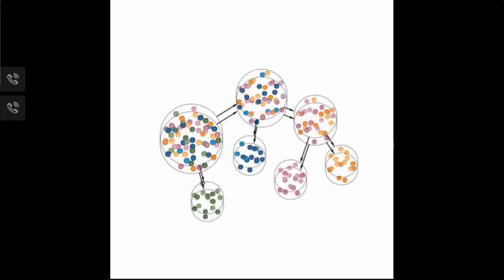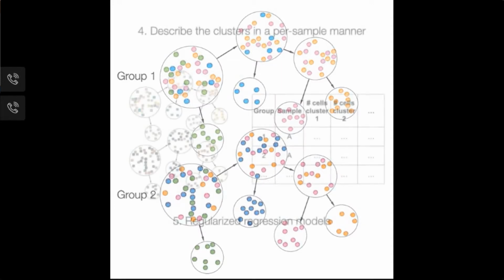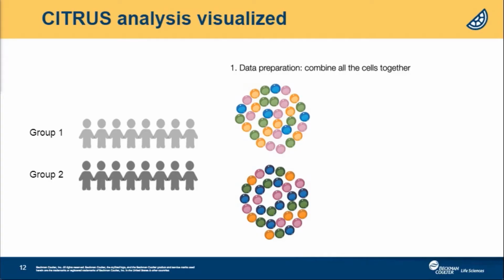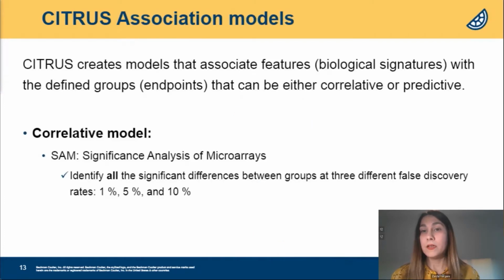So now everything is mixed together, and Citrus separates the lymphocytes into the ones belonging to group 1 and group 2. After this separation is done, Citrus is going to describe all the clusters in a per-sample manner. That means that it's going to annotate in a table all the different features from the clusters, like the abundance of cells, or the median signal intensity, depending on what we have chosen. With that information, Citrus goes through the statistical modeling and is going to state which clusters are statistically significant. So right now we have visualized how the clustering step works for Citrus.